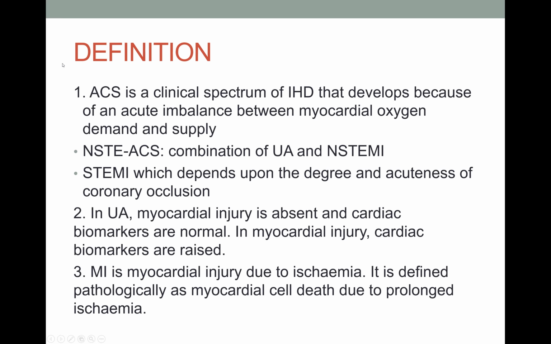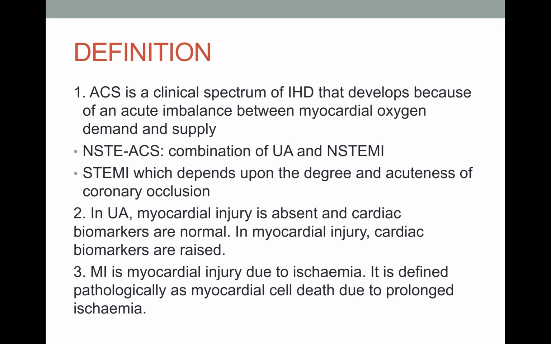So definitions. Previously, acute coronary syndrome was classified as unstable angina, non-STEMI and STEMI. So we know that it's a clinical spectrum of coronary artery disease. But now, the latest CPG of non-STEMI ACS combines unstable angina and non-STEMI. So for now, clinically, ACS will be classified into either non-STEMI ACS or STEMI. They don't separate unstable angina, non-STEMI and STEMI. It's two classifications only.